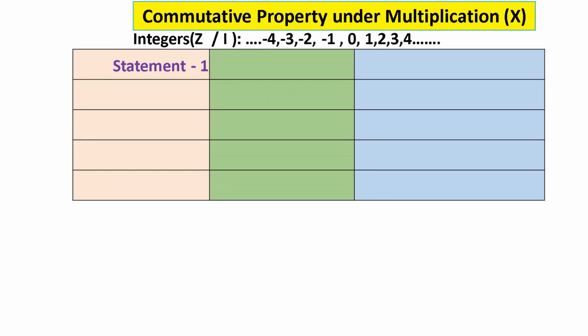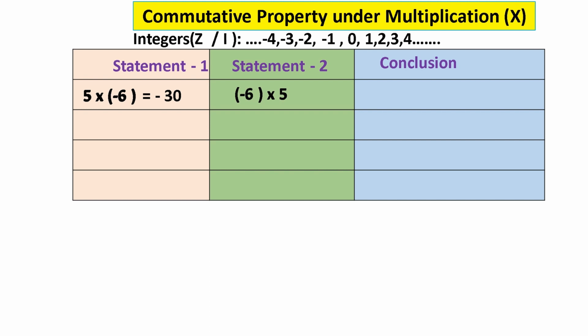Commutative property under multiplication. Here, statement 1, statement 2, conclusion. 5 into minus 6, we get minus 30. In statement 2, minus 6 into 5, we will get minus 30. So in statement 1 and statement 2, we get the same answers. So that's why 5 into minus 6 is equal to minus 6 into 5.